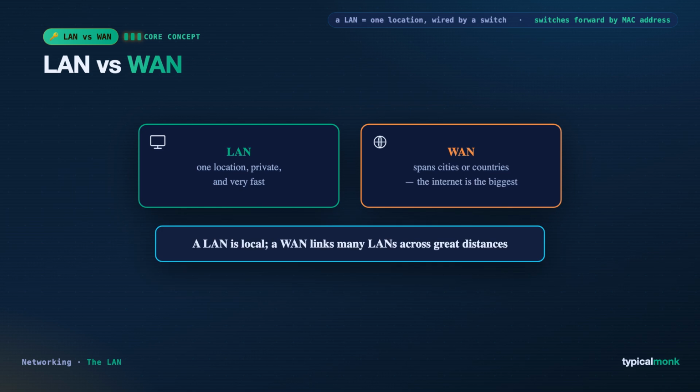A wide area network does not replace LANs. It connects them. It is the long-distance route system that joins one local network to another, far away. So the takeaway: a LAN covers one place, private and fast, while a wide area network links many LANs together across great distances, the internet being the biggest one of all.